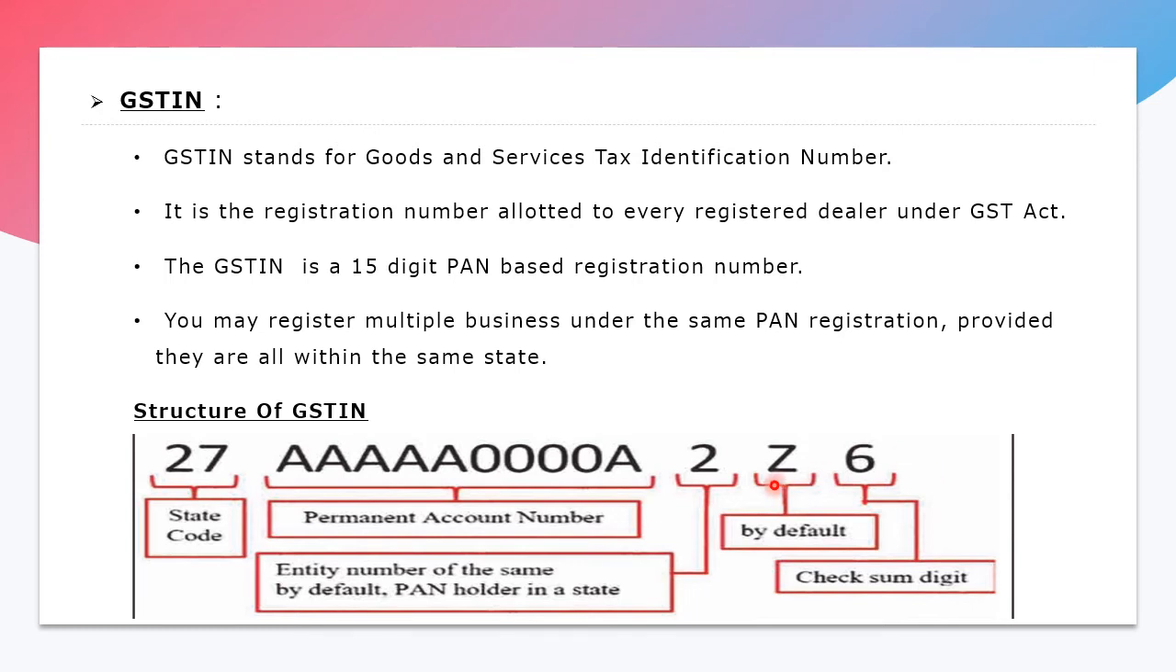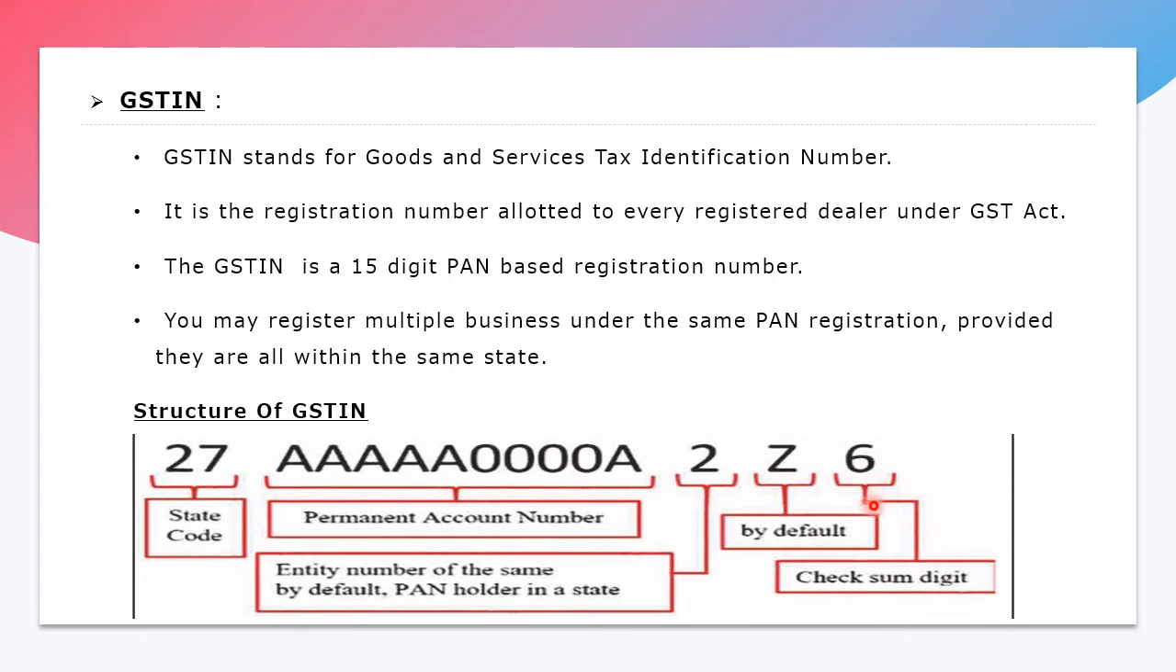Then Z, this is by default, so everyone has to write it compulsorily. Z रहेगा, this is compulsory. The entity number may vary, means कभी एक ही बिजनेस रहेगा तो 1 लिखेंगे और सेम स्टेट में 2-4 बिजनेसेस हैं तो यहाँ पे 4 आ सकता है. Okay, then Z, it is by default, means this is compulsory. Every dealer has this Z.